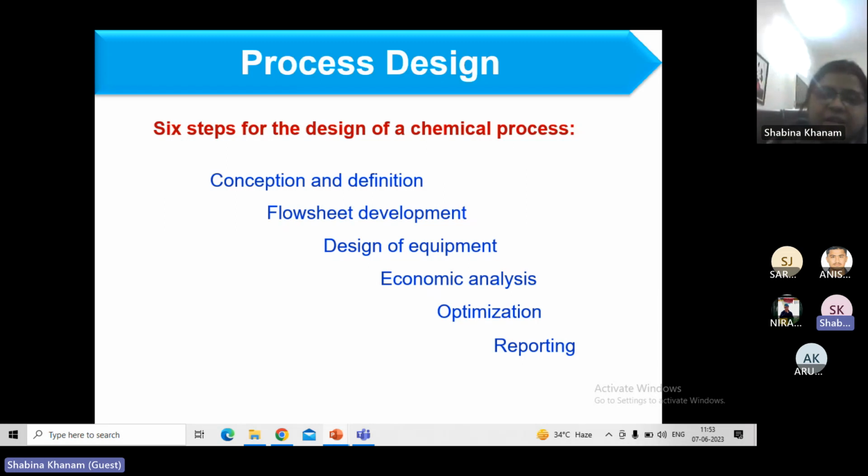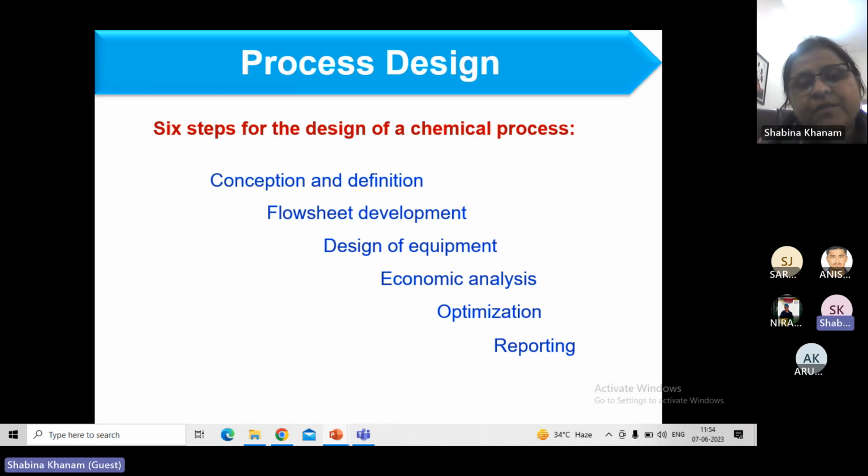Once you define the route, you need to go for the second step, which is flow sheet development. Flow sheet means how your process will continue from raw material to product. What would be the units involved in that? How are those units connected? What could be the inlet? What could be the outlet? What could be the final packaging and all? So from raw material to the final product or packaging, based on the route you have already decided in definition, you can prepare the flow sheet, and that preparation is called flow sheet development.